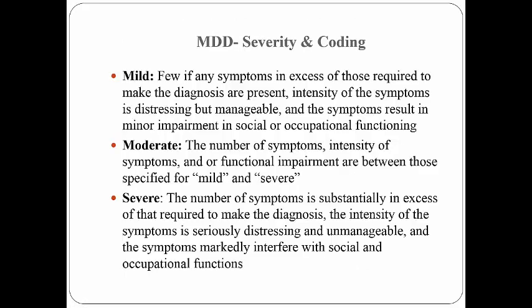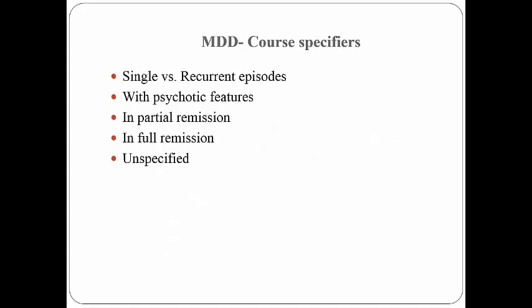One of the things to think about is looking at the intensity of the symptoms when you're looking at severity. So like, how many symptoms are there, right? So how many there are, and then the intensity. So how bad are they, and how much are they interfering with the person's daily functioning? There are a couple other specifiers specific to how it's been going on. So is this a single episode, this has happened once, versus recurrent episodes, this has happened several times, with psychotic features.